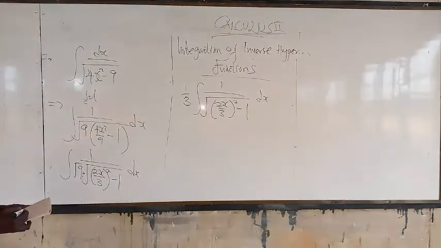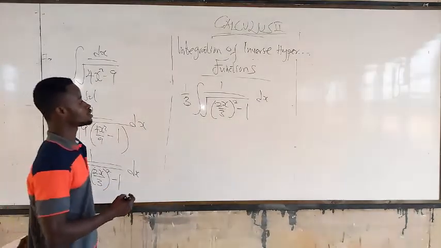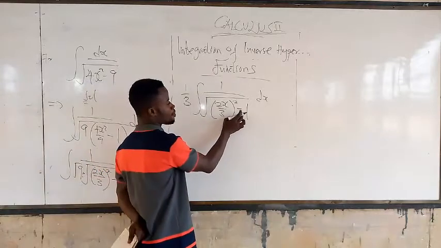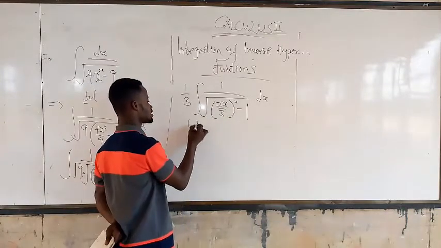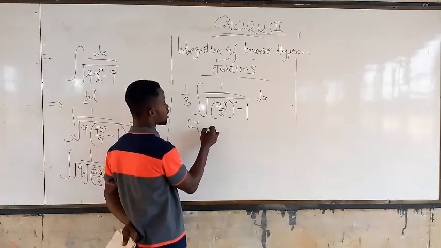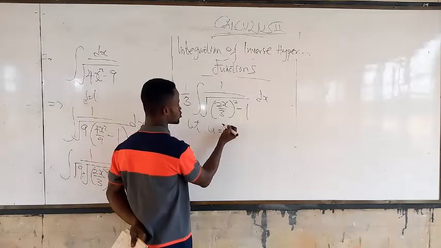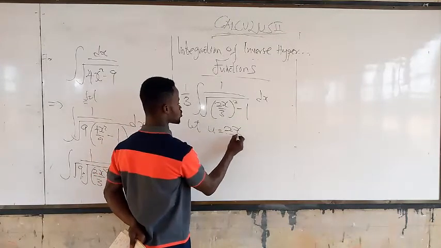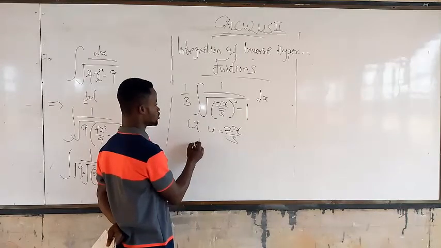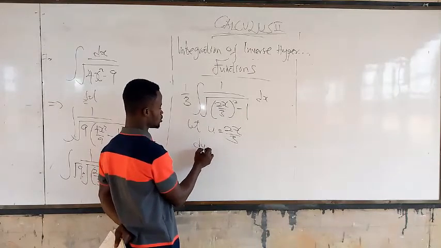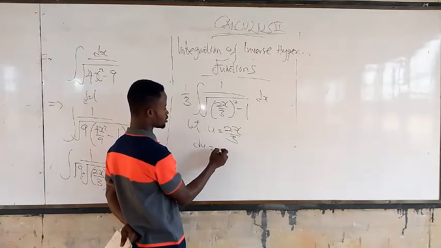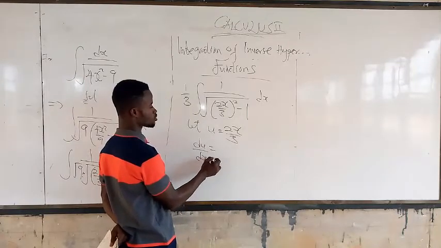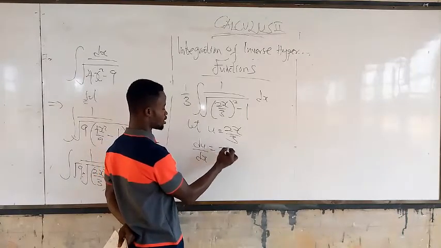Very good. And now that we have something squared minus 1, we can let our u be equal to 2s over 3. And when we differentiate, you are going to get du over ds equal to 2 over 3.